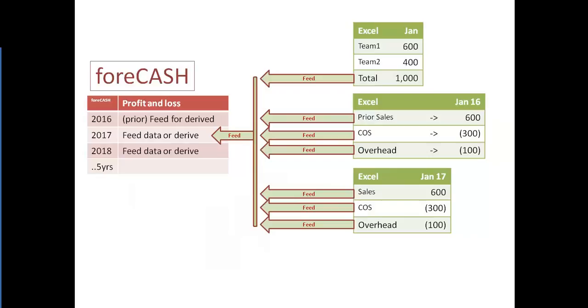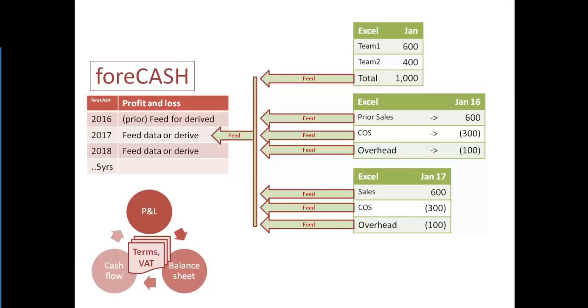Although you've already got a P&L forecast, this could be useful so you can turn a single year into a multi-year forecast of up to 5 years, or in order that foreCASH can apply trade terms and VAT settings to your P&L. This will then generate for you your balance sheet, cash flow and fund flow reports.